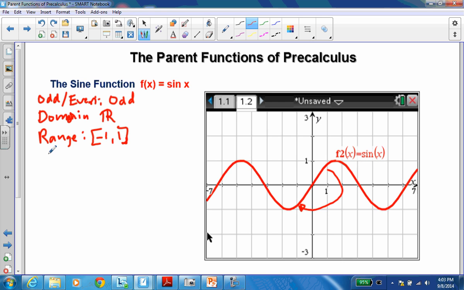Okay, and what about our vertical asymptote? We have no vertical asymptote. Do we have a horizontal asymptote? No. Do we have boundedness? Yes. Where do we have boundedness? We have it below and above.